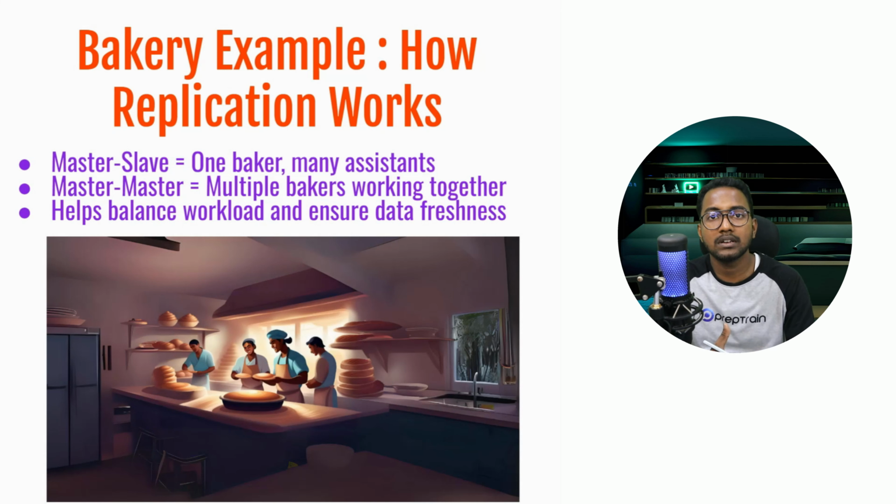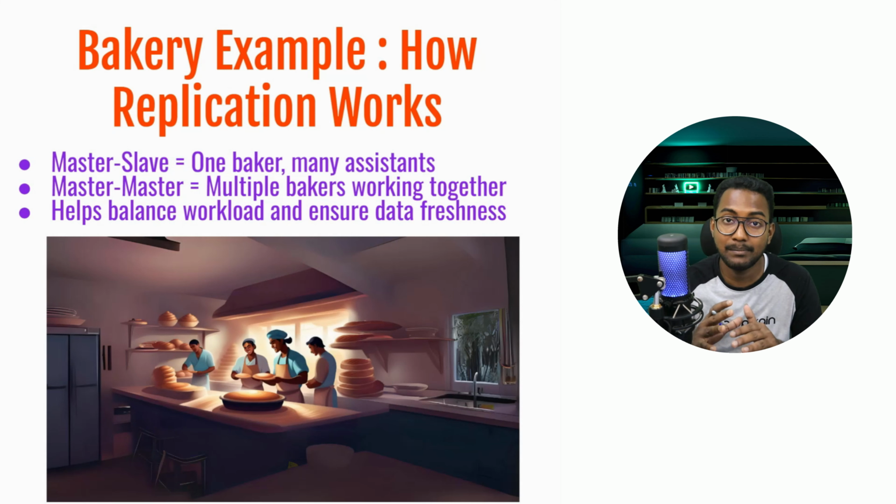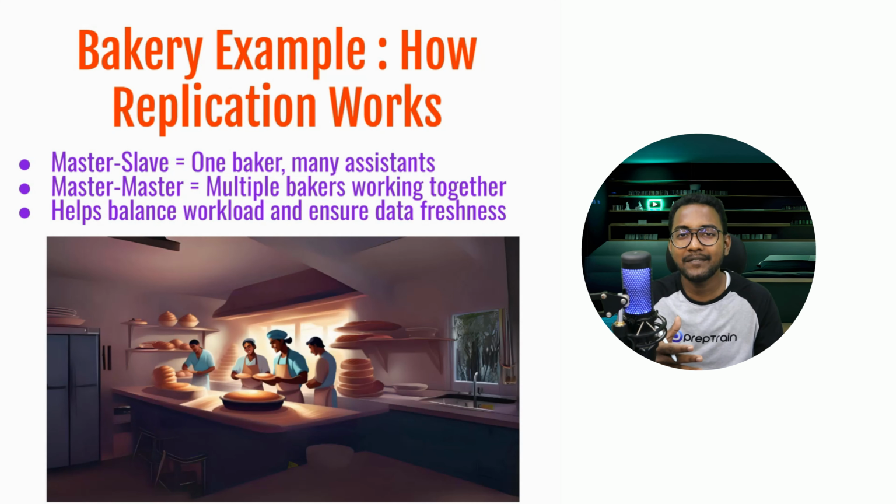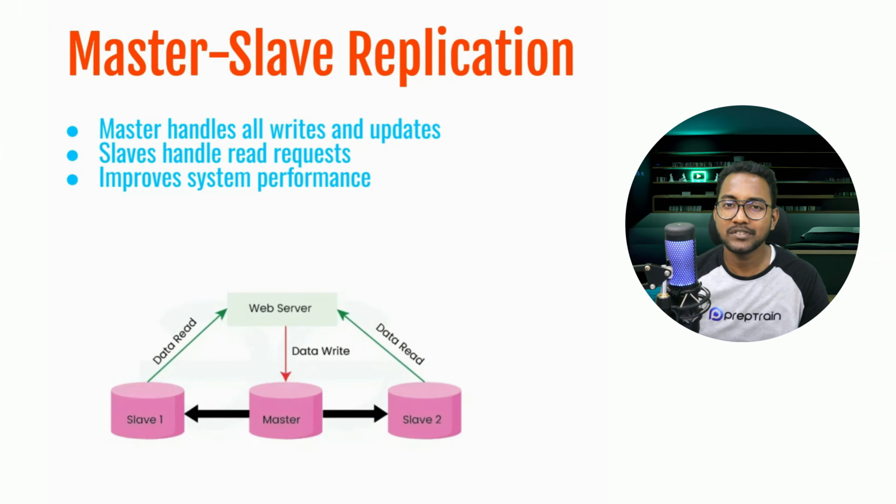The same principles apply in database replication as well. So in master-master replication, both databases can handle reads and writes, but they must constantly sync with each other to ensure that they have the same data. This setup is great for systems that need high availability and load balancing. Now that we have covered the bakery example, let's dive deeper into master-slave replication and see how it works in practice.